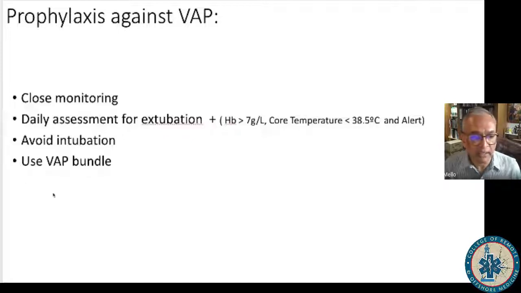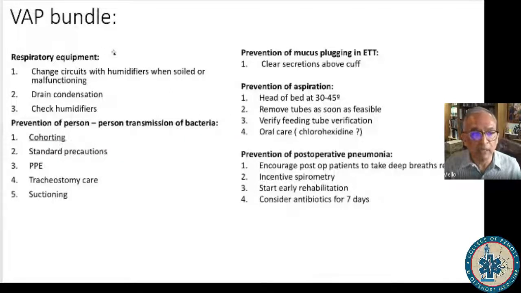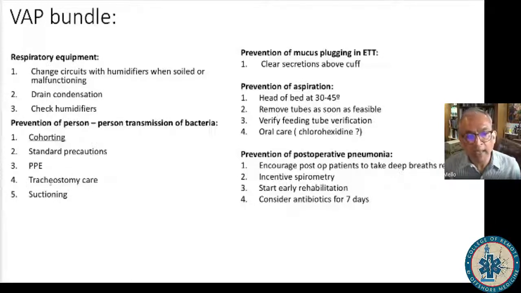And then finally, like in sepsis, you can use a VAP bundle, which is basically paying a really obsessional attention to respiratory equipment in terms of the humidifiers, making sure they change when soiled or not working properly, drain the condensation. This is a good place for Pseudomonas infections to proliferate. Check your humidifiers, make sure they're not increasing the resistance of ventilating a patient. Prevention of person-to-person transmission, avoid cohorting, standard precautions, using PPE, being obsessional about tracheostomy care and in tracheal suctioning.